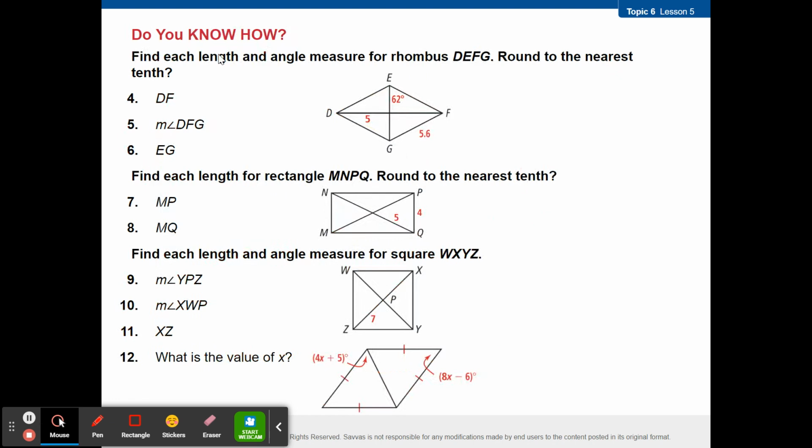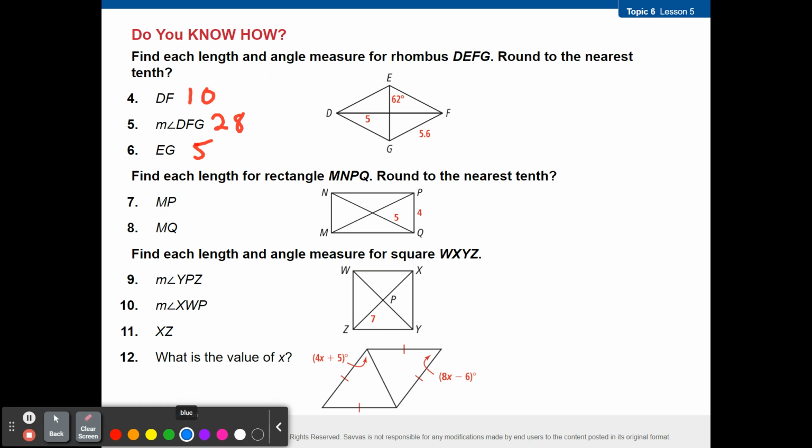Okay. All right, so for number 4, big reveal. DF should have been 10. The measure of DFG should have been, let's see, 28. And EG, I got about 5, and that's with rounding. Anybody need to see those 3? Is he 6? Okay.